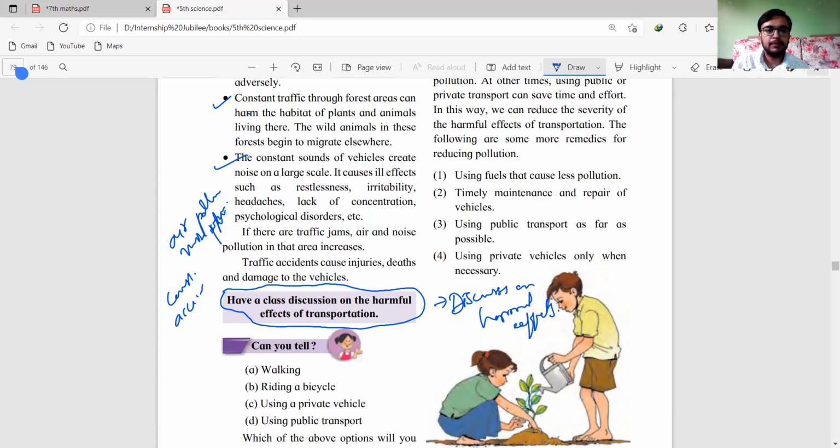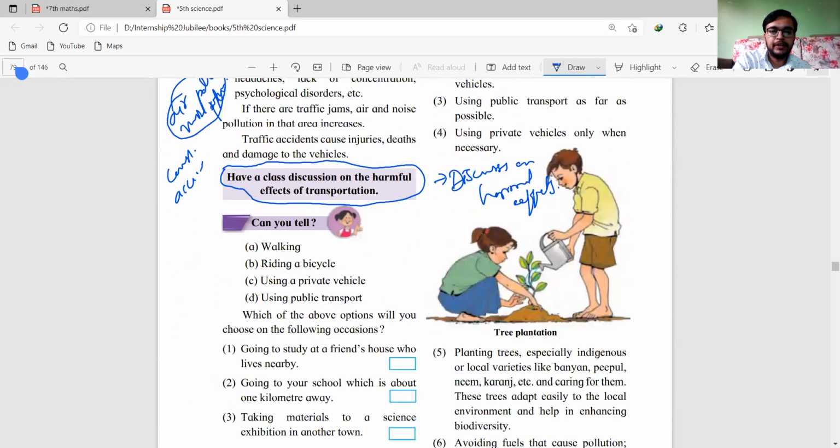Roll number 35, please tell the side effect of air pollution. Right. It causes breathing problems, lung cancer. Right. These all happen due to air pollution. Right. And air pollution is caused due to transportation. Right.